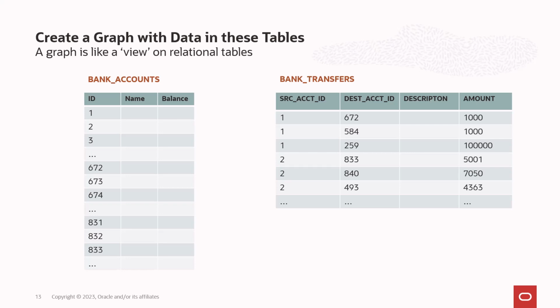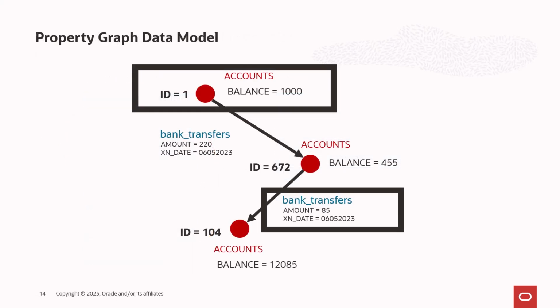Here, bank accounts are the entities that naturally become vertices in the graph. And when we transfer money between two accounts, with one row in the bank transfers table, that is a relationship that is modeled as an edge. Here is another example. So we have accounts established as nodes or vertices and money transfers which are set up as edges.